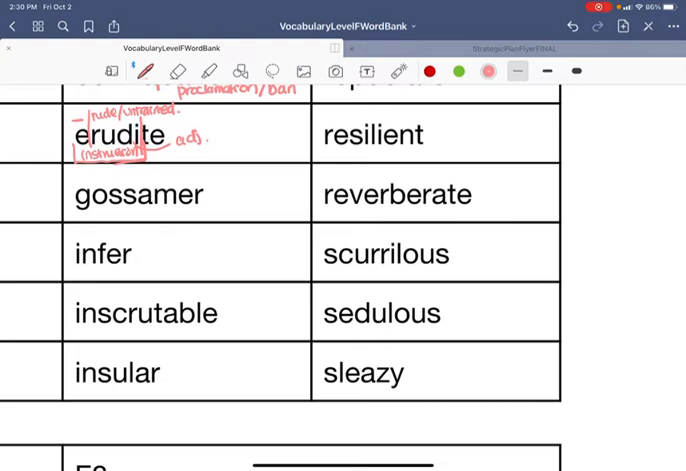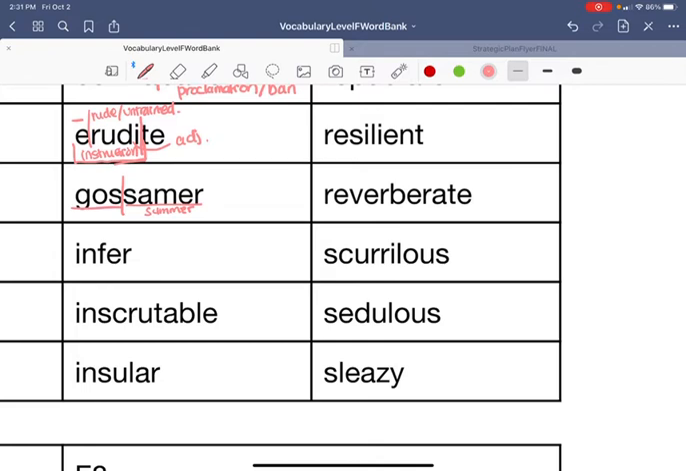Gossamer. I actually really like this word because it has a very funny background or history. So gauze, summer, actually. Oh, sorry. So this comes from the word summer.